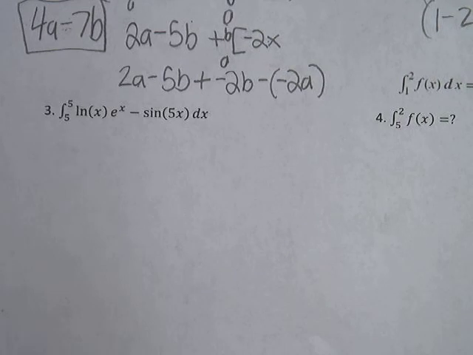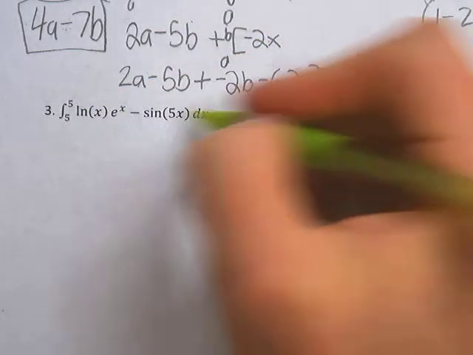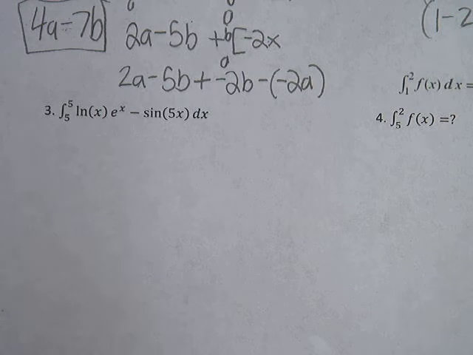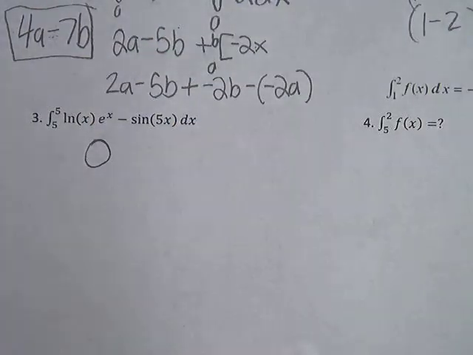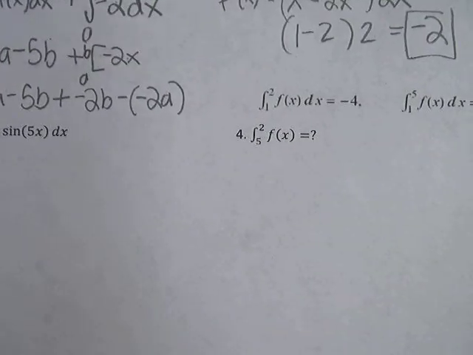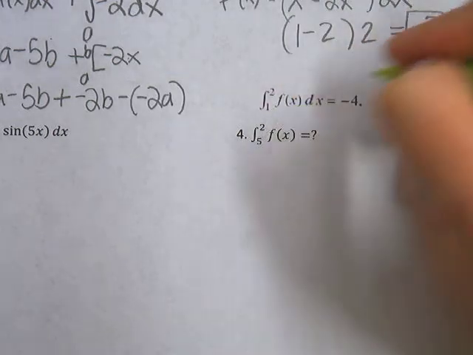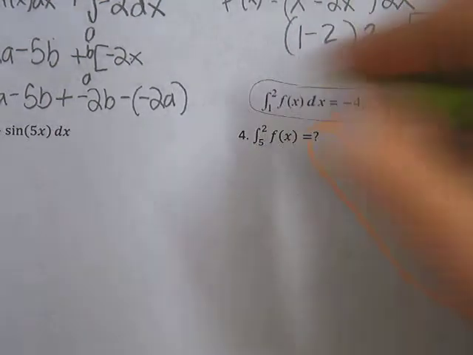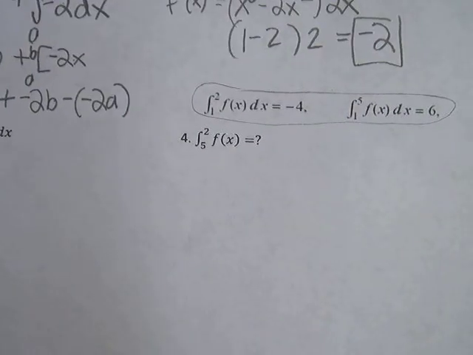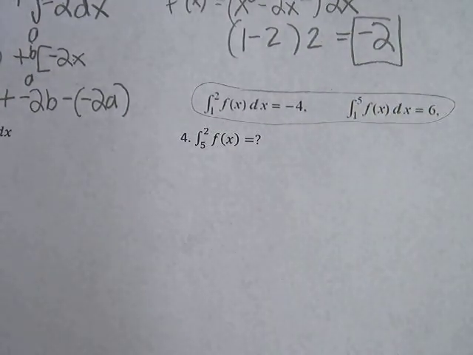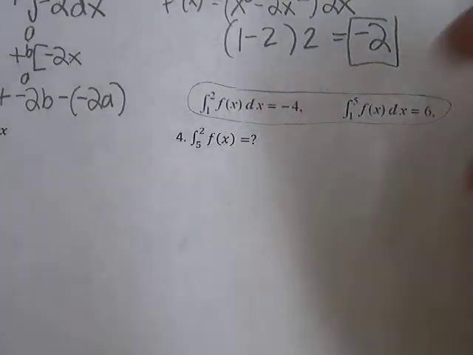Okay, few more examples. The integral from 5 to 5 of this nonsense. Yeah, the answer is just 0. Integral from same number to same number of anything is just 0. And our last one, integral from 5 to 2 of f of x. Here, I have these rules up here, so I know what f of x is. F of x from 1 to 2 is negative 4. F of x from 1 to 5 is 6. So I'm going to use this information to solve this problem.